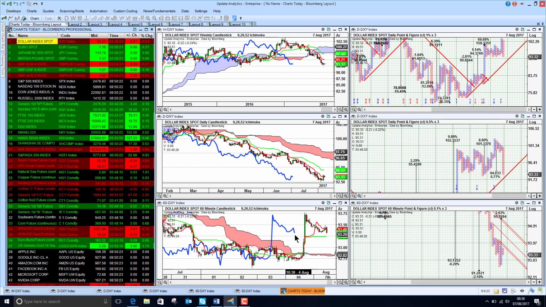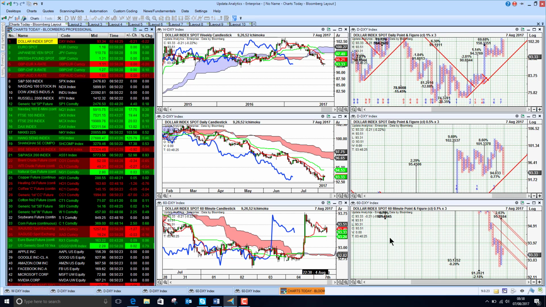But we're now short-term bullish on the dollar because we're well and truly above the cloud. Of course, the big thing is, can we go higher still? So can we go higher than this 93.75? That would activate this upside target with the move higher.